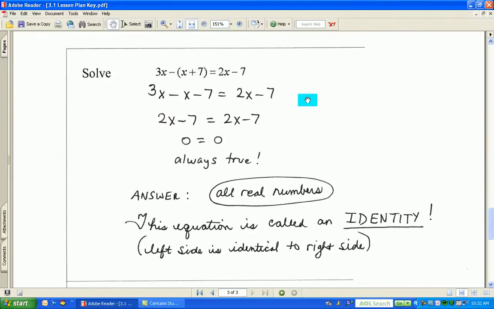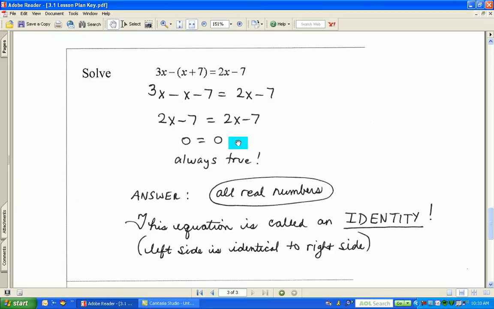All right, here's another special type equation. Of course, I start this off by distributing. Notice that the minus in front of the parens is really taking the place of a -1. When I distribute the -1 there, I get the opposite of x, and I get a -7. When I collect like terms, the left-hand side becomes 2x minus 7. That's equal to 2x minus 7. When I move things around, which to be honest I don't even have to do here, but let's pretend we did, I get down to 0 equals 0.